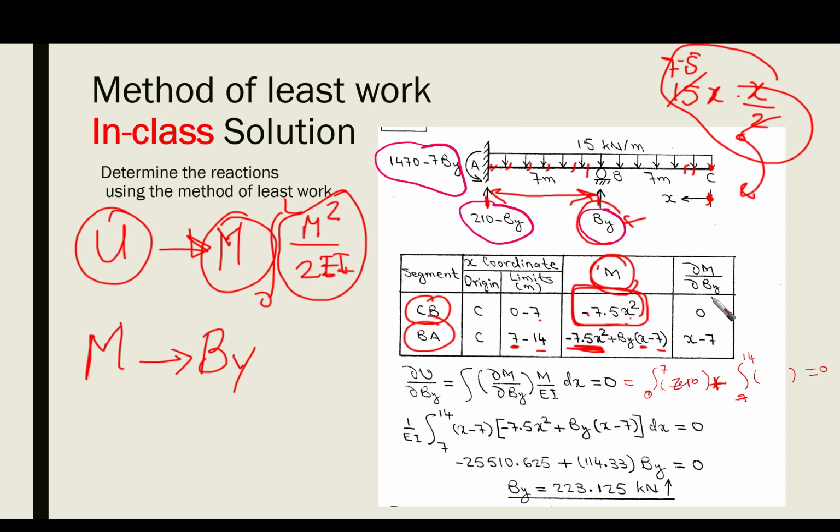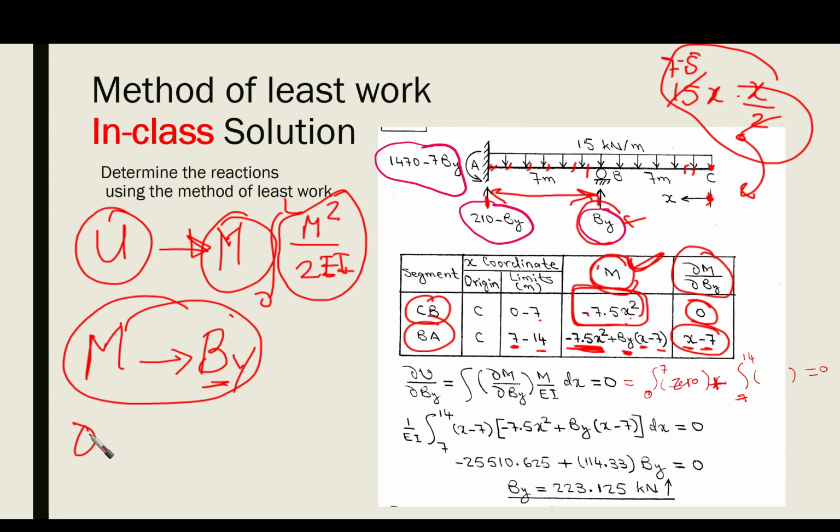Then for the partial derivative of this one, we do not have any value for By, so the partial M partial By here is going to be 0. However, this one we have By here, so we're going to have x minus 7. This is our partial M partial By. So now we can obtain M as a function of By, which is this column, and then partial M partial By, as you can see in the second column.